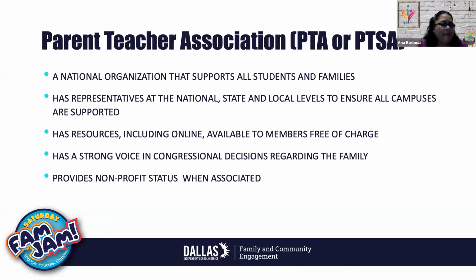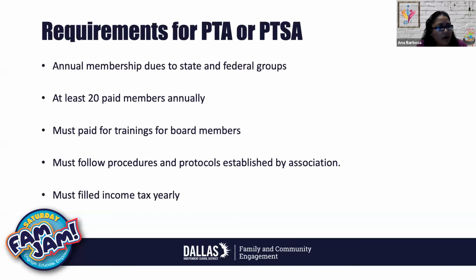Next slide. And we're going to talk a little bit about the requirements for the PTA. If you are an elementary school, you will be considered a PTA, a Parent Teacher Association. If you are a secondary school, which is middle school or high school, you can become either a PTA or a PTSA, which is Parent Teacher Student Association. And the requirements are annual memberships due to state and federal groups. So you will have to pay a membership to them. I do believe it's $11.50.